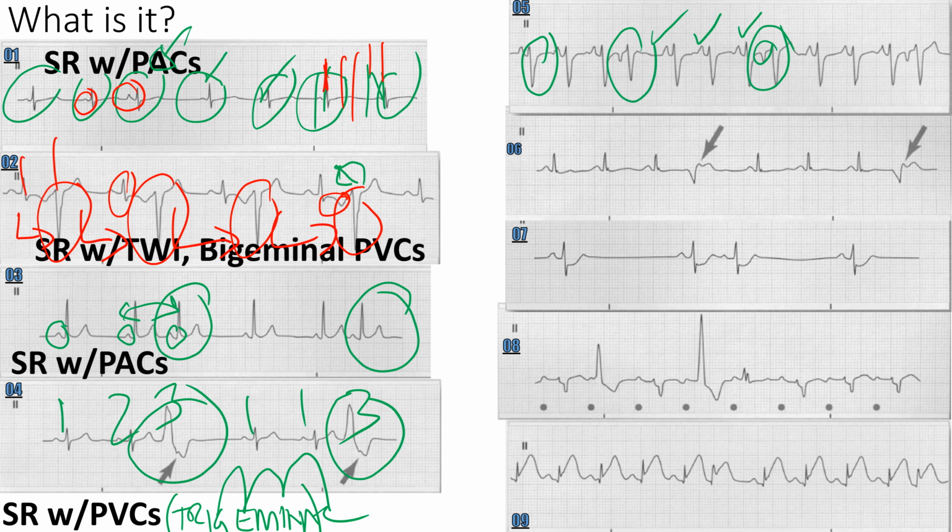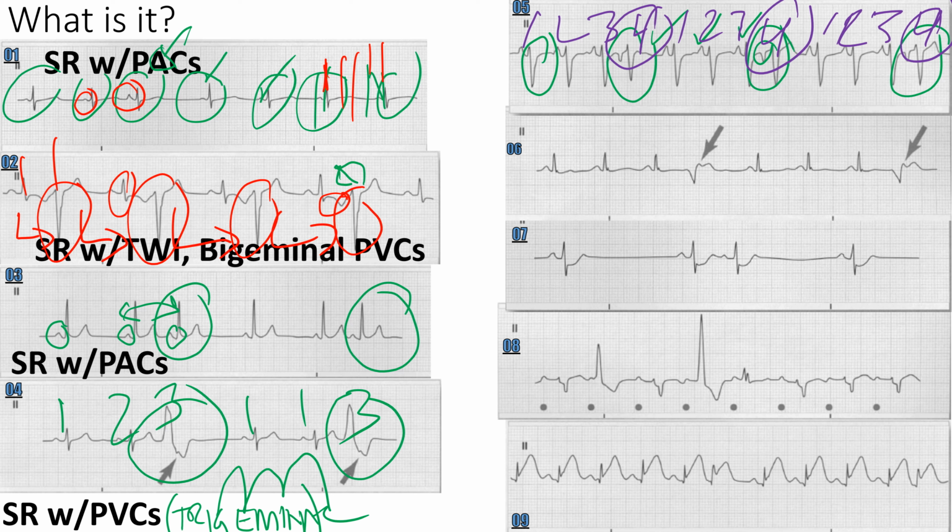Got one there, one there, one there. Yeah, it's happening every fourth beat. So I got 1, 2, 3, 4. That's supposed to be a 1 and a 2. Then we got 1, 2, 3, 4. 1, 2, 3, 4. That is a quadrigeminy, quadrigeminal PAC, and it's sinus tach with a quadrigeminal PAC.